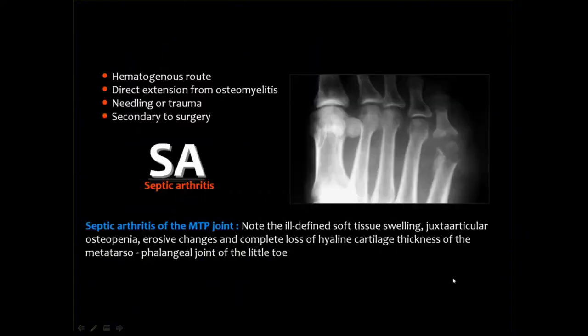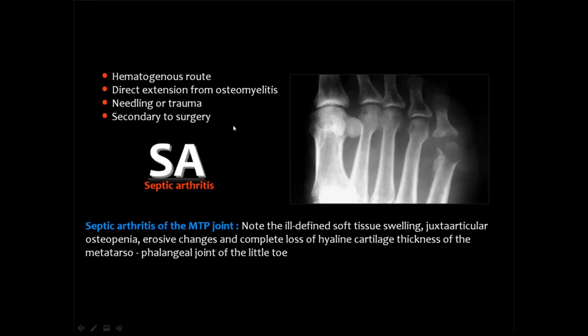And this is a classic appearance of septic arthritis of the metatarsophalangeal joint of the fifth toe, which is frequently seen in diabetics, where you get erosive changes and periosteal reaction. In order for this to be diagnosed as arthritis, there should be changes in the opposing articular surface on the other joint line.